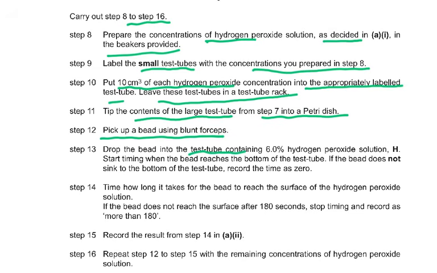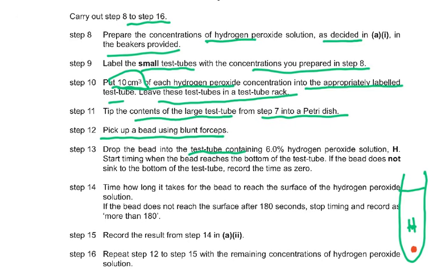Drop the bead into the test tube containing 6%. So you took H2O2, and how much did you take? 10 centimeter. So you added 10 centimeter of H2O2, it must be a certain length of the column, and you drop the bead into it. So you drop the bead into the test tube containing 6%.